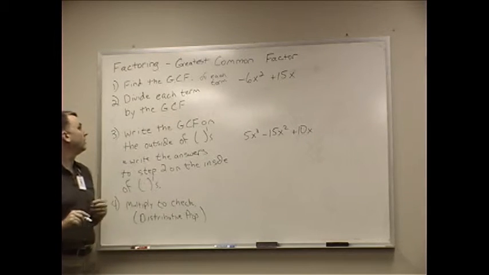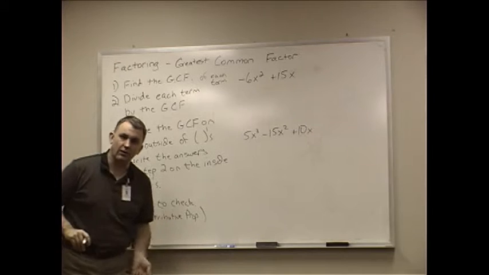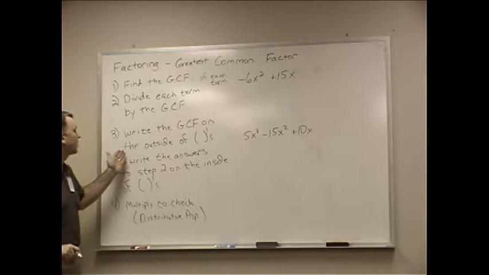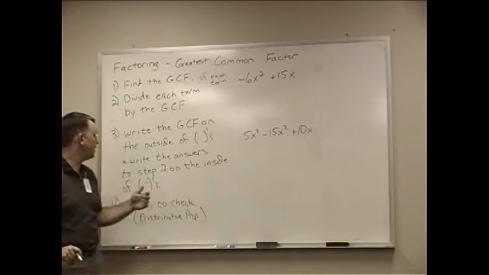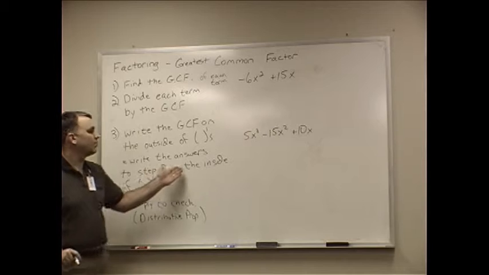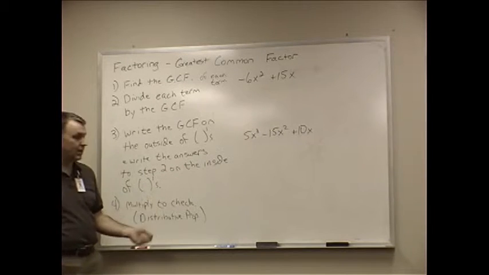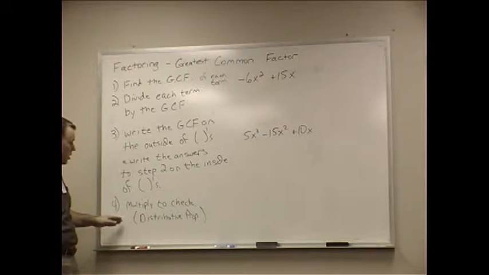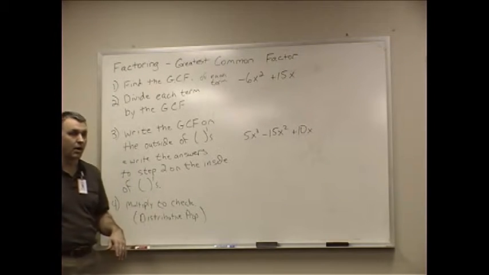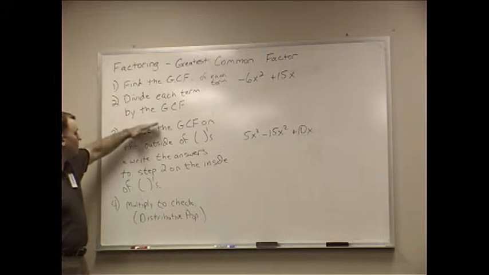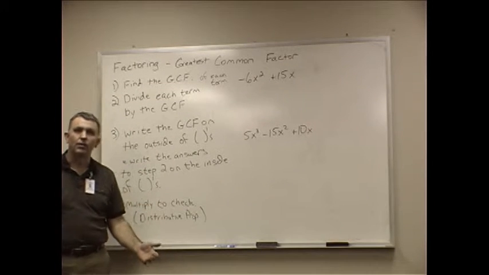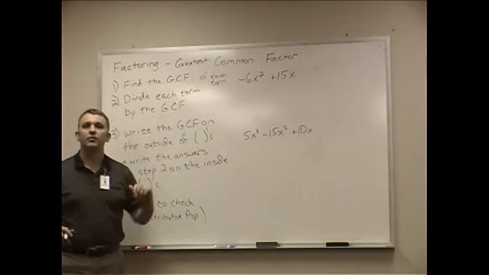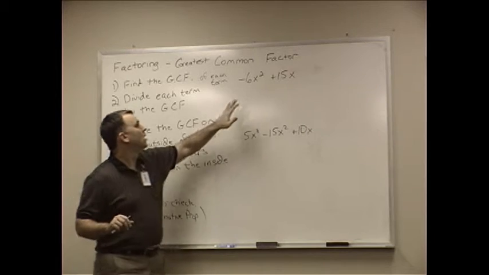The second one is divide each term by the greatest common factor. The third one says write the greatest common factor on the outside of parentheses and write the answers to step 2 on the inside of the parentheses. And the last step just says multiply to check, okay? And you're going to use the distributive property. I want to grind through these a couple of times, and then I want to explain to you what's going on, why we are doing this factoring thing, okay?